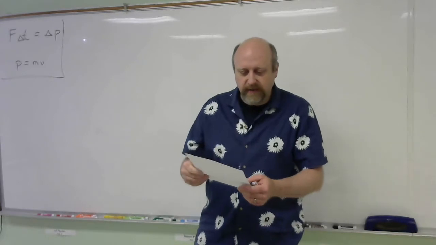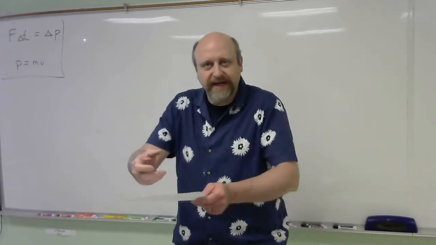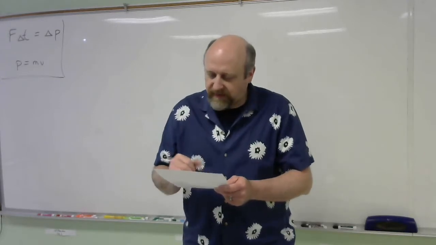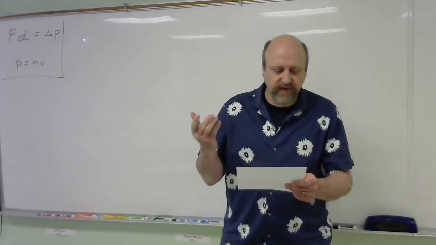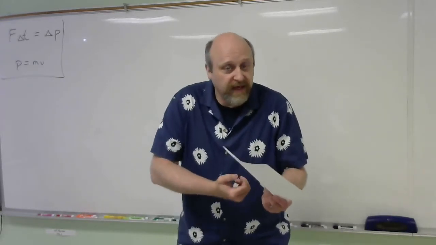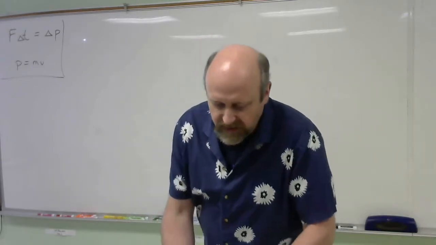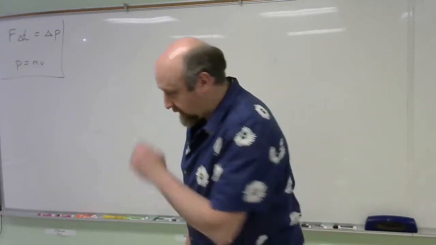Problem 1 says, Kim holds a 2-kilogram air rifle loosely, so the gun moves independently of the girl, and fires a bullet of mass 1 gram. Muzzle velocity of the bullet is 150 meters per second. What's the rifle's recoil speed? And then part B asks what happens if she grips the rifle tightly and her mass is 48 kilograms. So here we go.